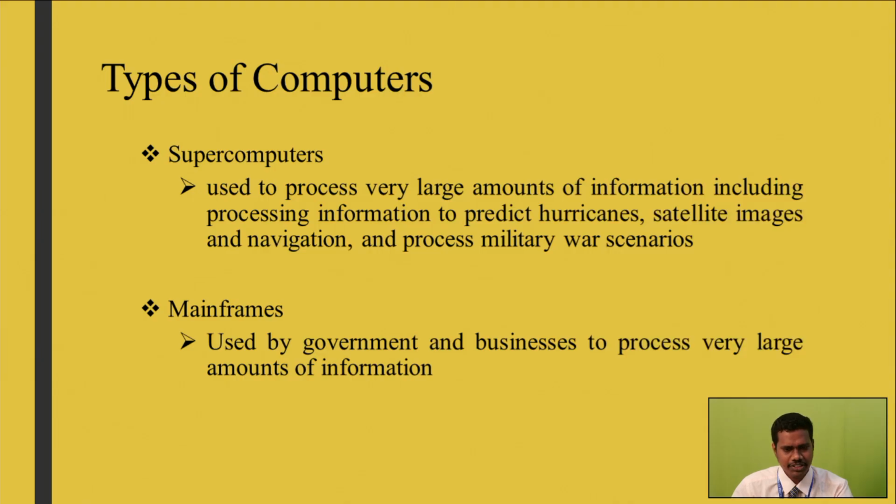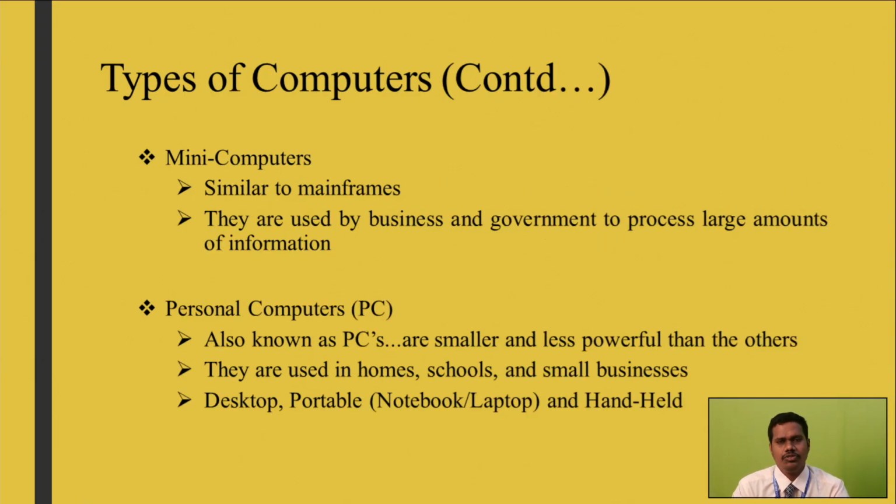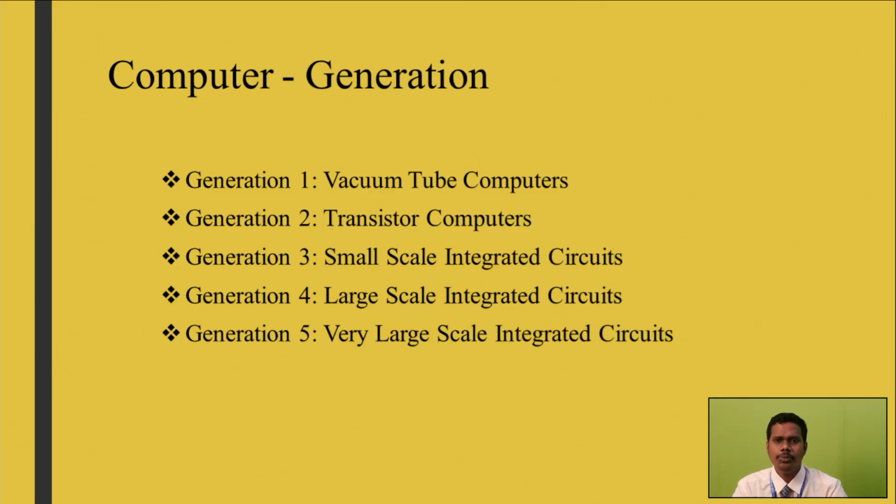Next one is minicomputers, which are similar to mainframes and are used by businesses and governments to process large amounts of information. Their capacity is lesser than the mainframes. Next one is personal computers, also known as PCs, which are used in homes, schools, and other small business industries. They come in several types: desktop, portable notebook or laptop, and handheld devices.